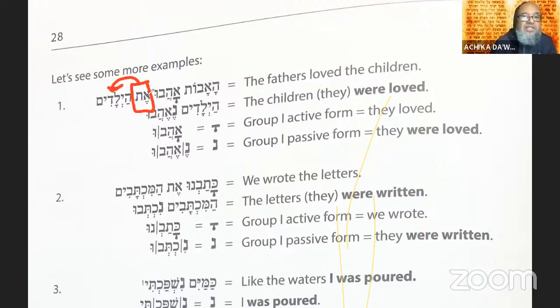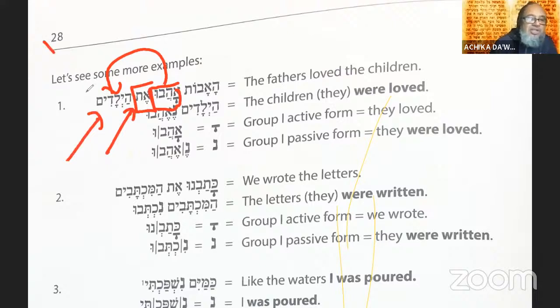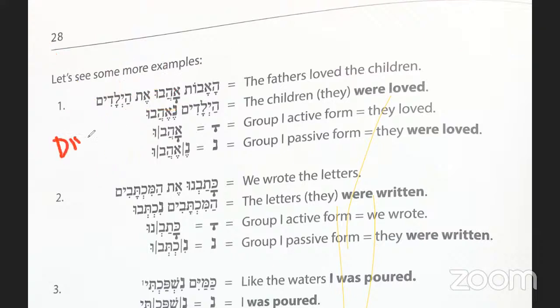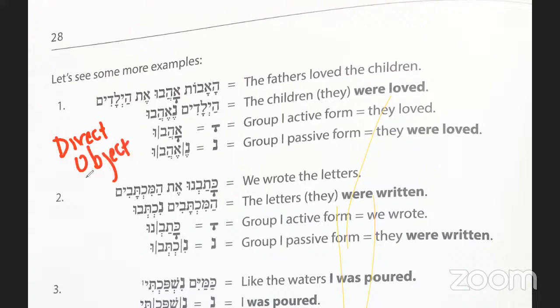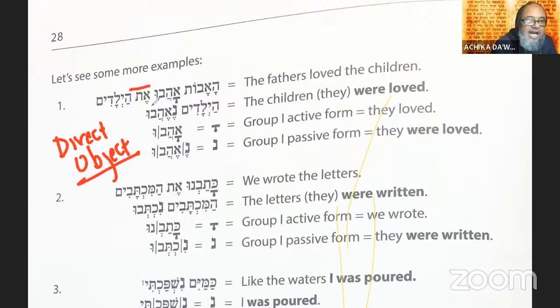Okay, so let me explain this. This right here is going to take this action and put it onto that. That's what this is for. It's an object marker, pointing you to let you know where that action is going. It's going right here. That's why it's an arrow. It's a direct object marker. This is the direct object marker, so this is the object of the verb. Okay. This is not hard.